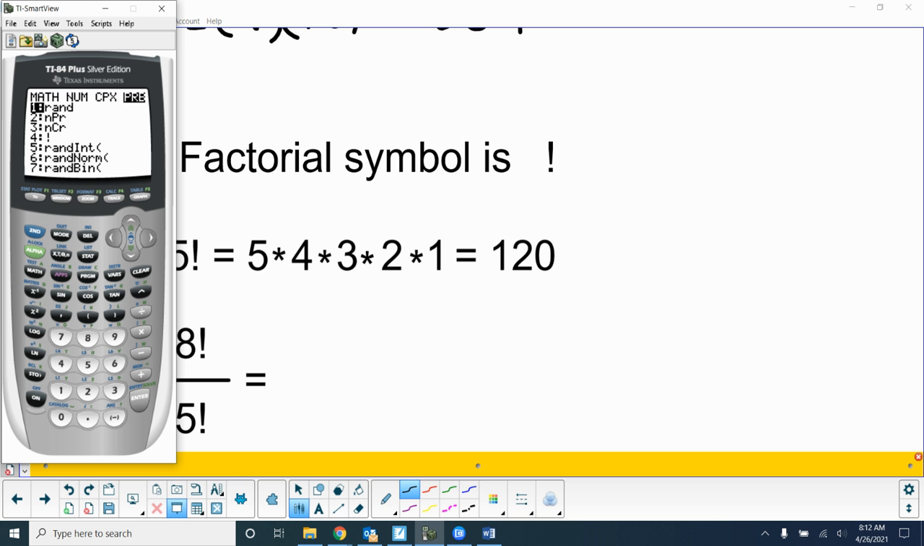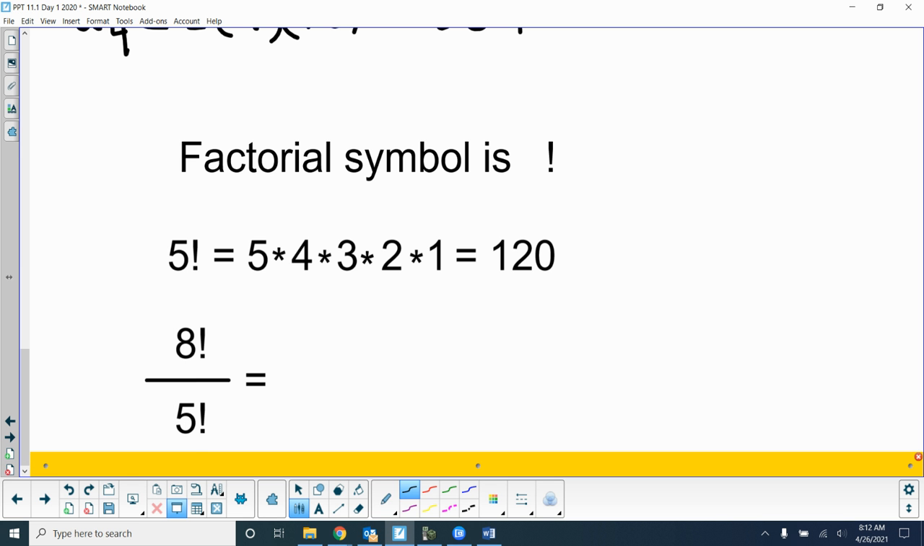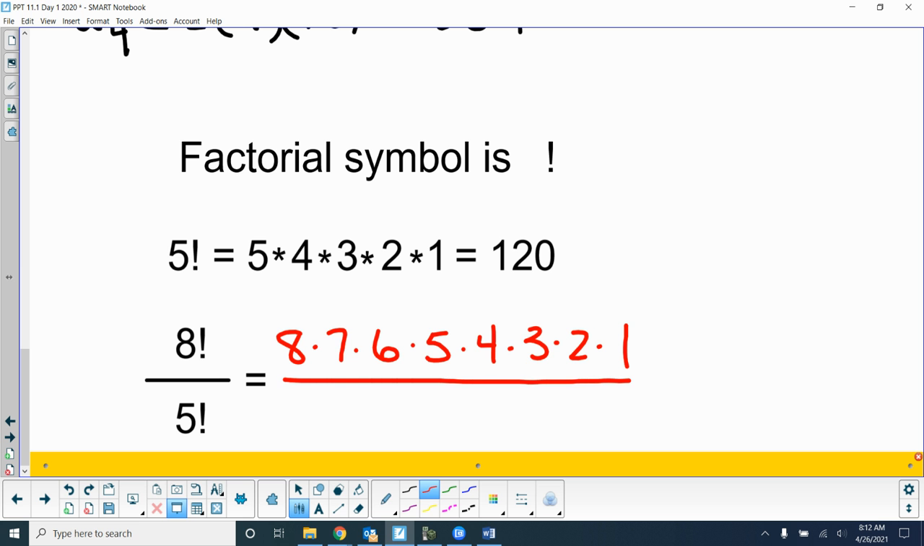I usually don't put those in my calculator unless they get pretty big. But this means 8 times 7 times 6 times 5 times 4 times 3 times 2 times 1 over 5 times 4 times 3 times 2 times 1. So what could I do with the 5 down? Yeah, those just cancel. So it's just 8 times 7 times 6 is really the answer. What is that? 56 times 6. 336?